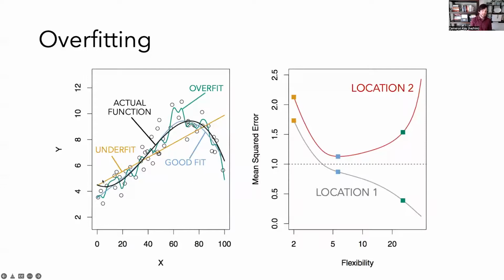On the left-hand side, we have our actual function, this curved shape here. We have this good fit function, this blue one, which seems to be accurately representing the curve of that actual function. Then we have an underfit model, which seems to be missing the actual underlying relationship.